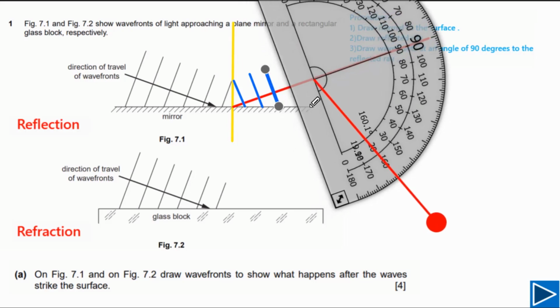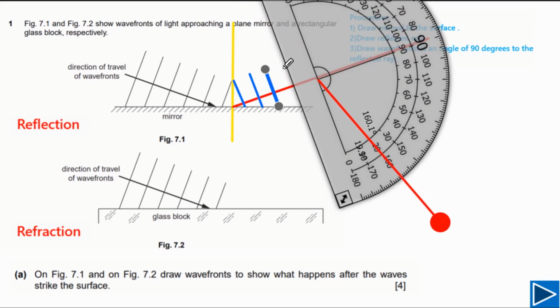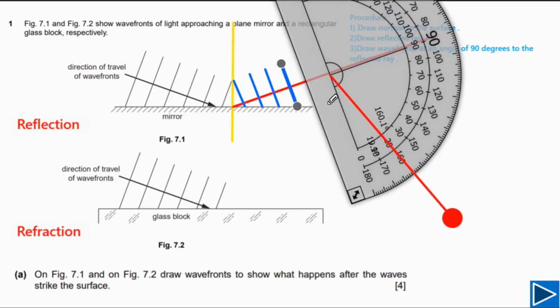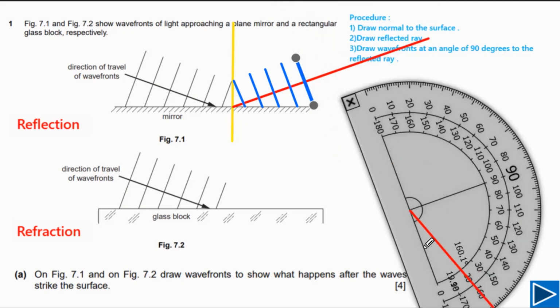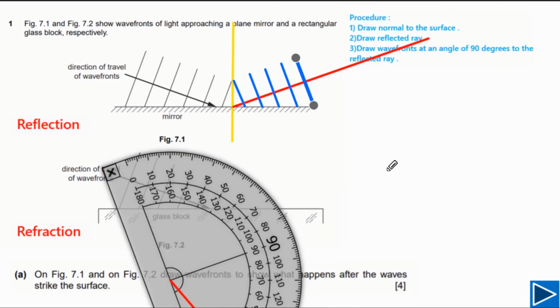We can move this back and we can draw again the next wavefront. So this one is our next wavefront. Let's draw the last one. So the last one we can draw here. So this is the last wavefront like this. So this is how you can draw reflected wavefronts. Draw the arrow as well. Arrow is a must to show direction of reflected ray. This is for figure 7.1.